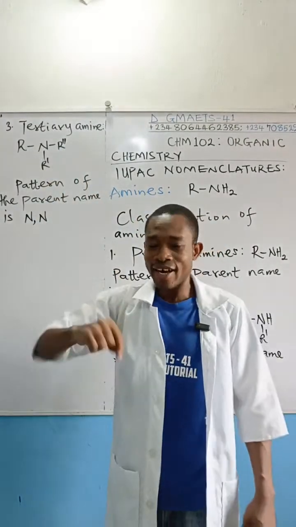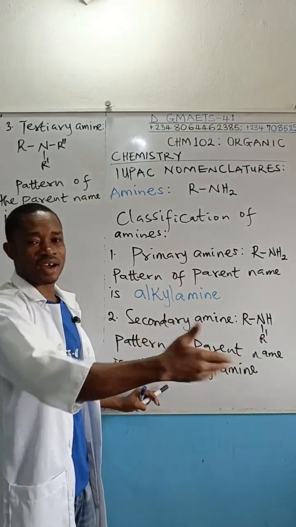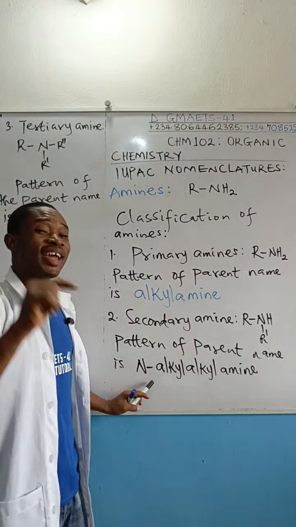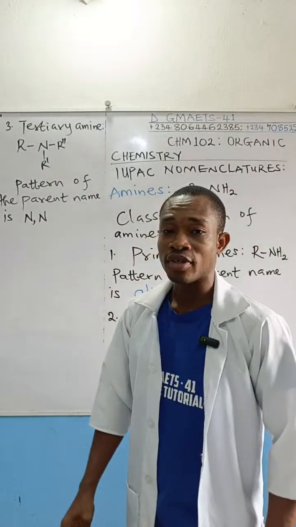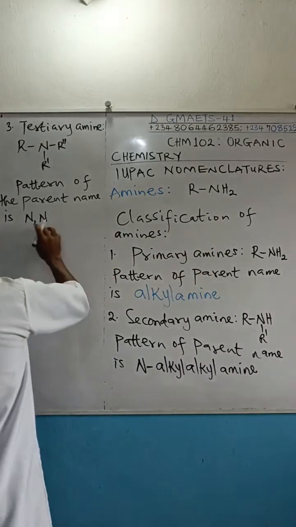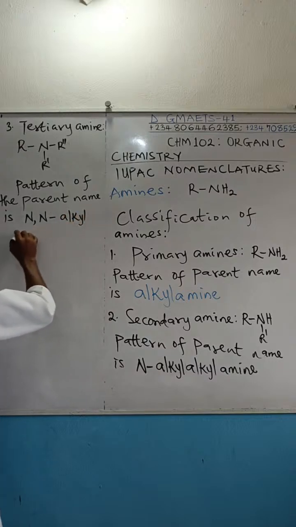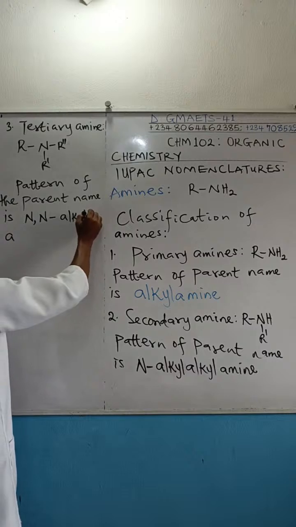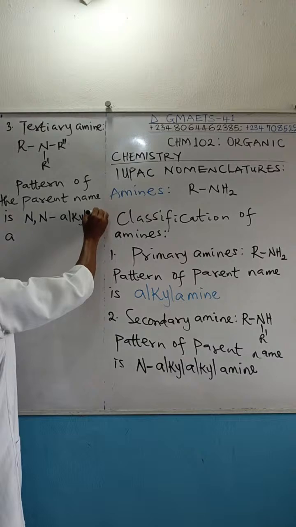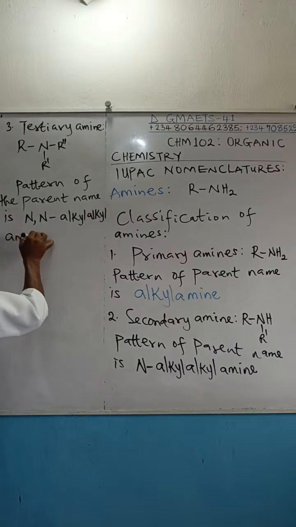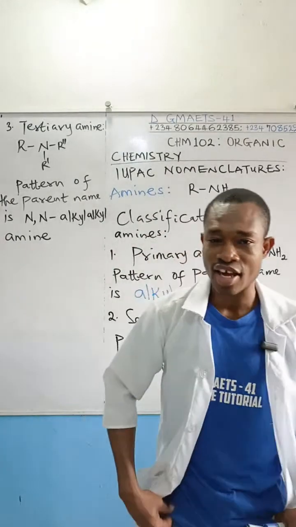So you need to indicate that the two hydrogens have been replaced. In the case of N-alkyl, only one of the hydrogens on that nitrogen was replaced. For tertiary, the two hydrogens have been replaced. So it's going to be N,N-alkyl, alkyl, then amine.